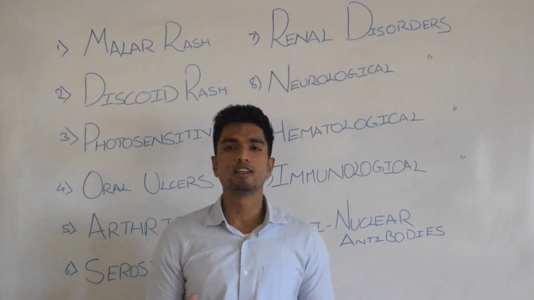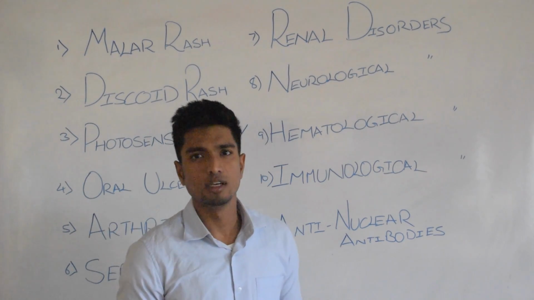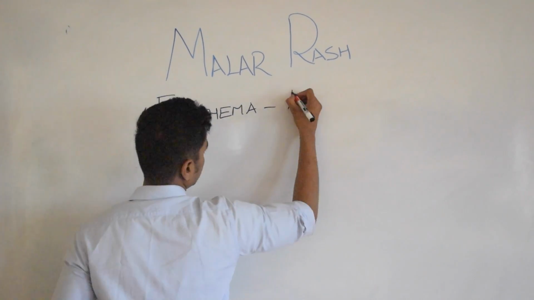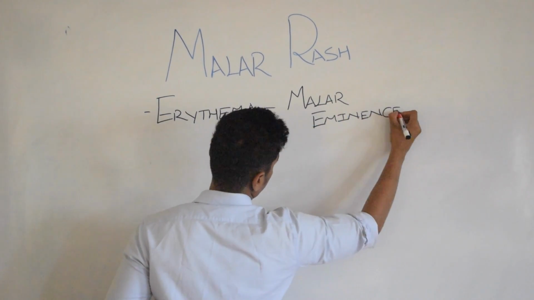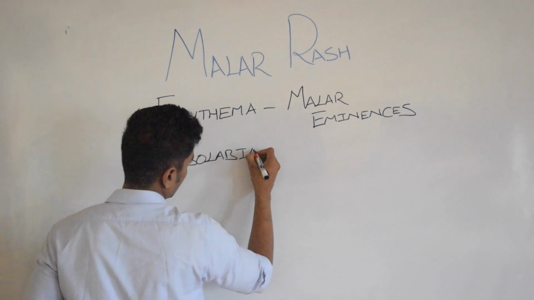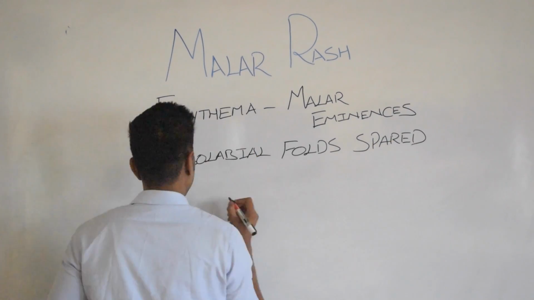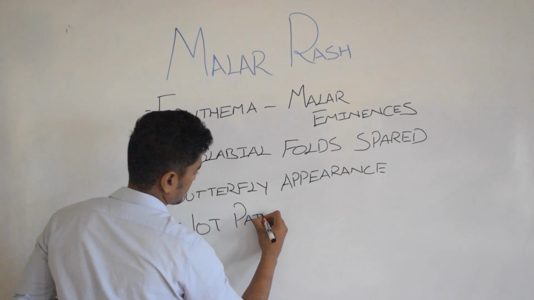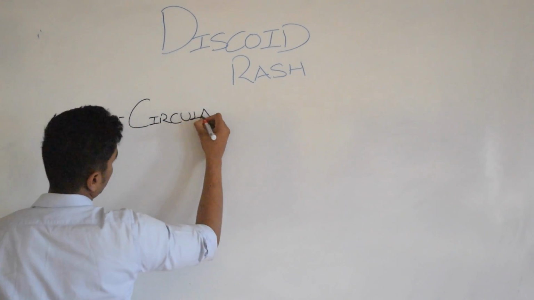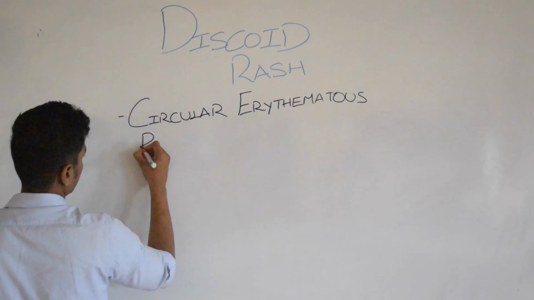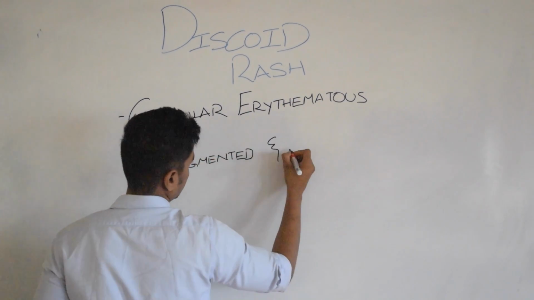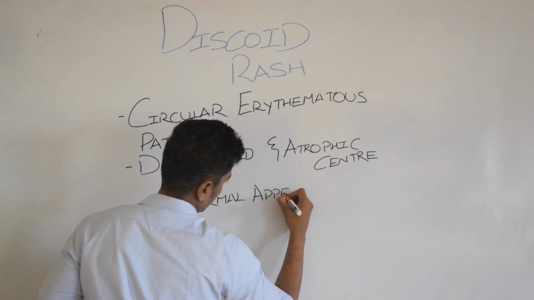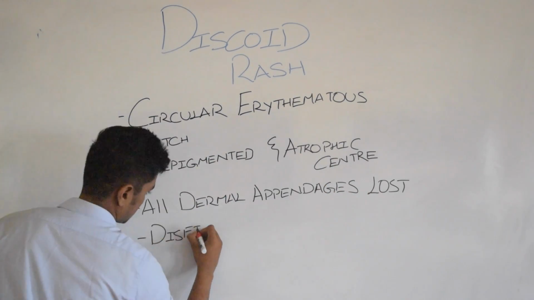So we'll be discussing the clinical features under 11 criteria because that's going to help us in our diagnosis later. Malar rash is nothing but the erythema over the malar eminences while sparing your nasolabial folds, giving the characteristic butterfly appearance. Remember that malar rash is not pathognomonic of SLE and it can be seen in pellagra and Bloom syndrome. Discoid rash is a circular erythematous patch which is depigmented and has an atrophic center. All the dermal appendages over here are lost and it can be quite disfiguring if it's seen on the face or the scalp.